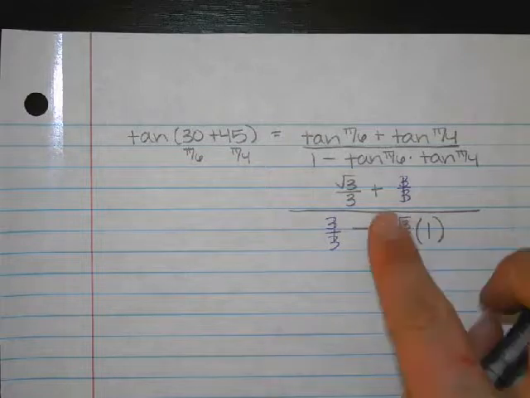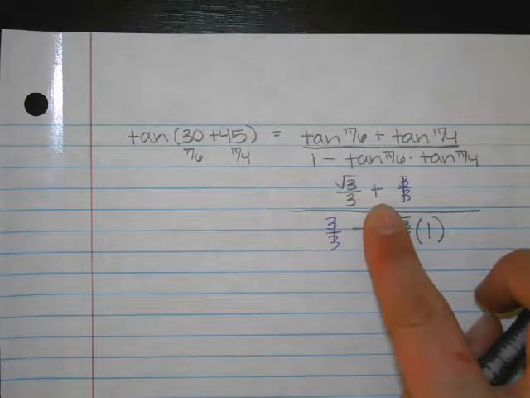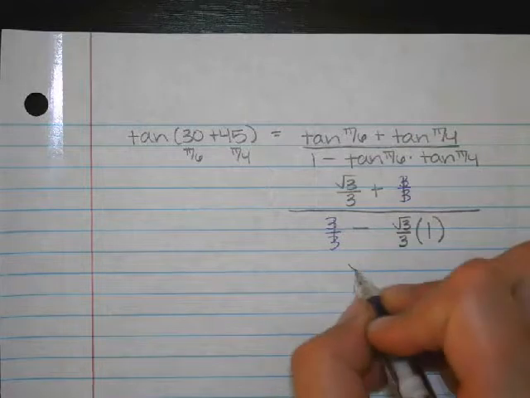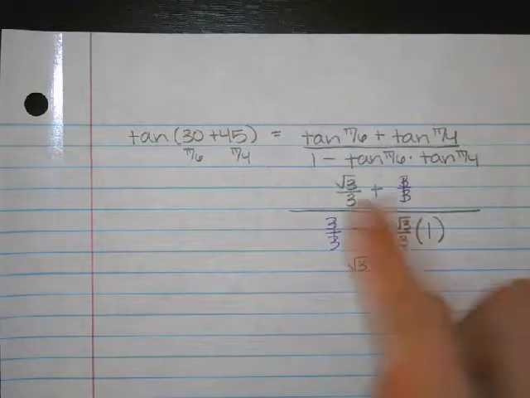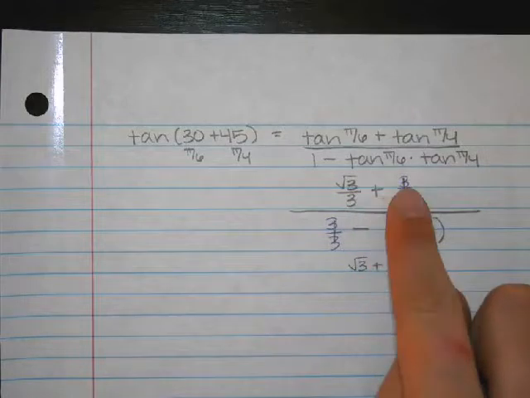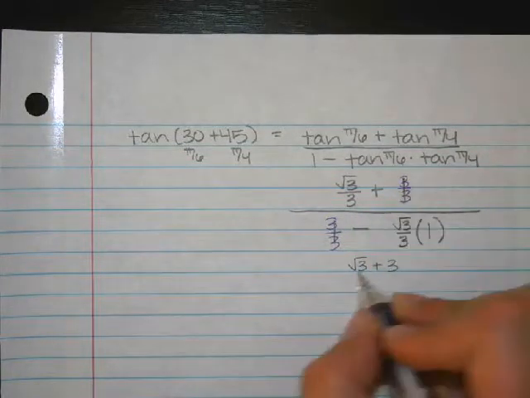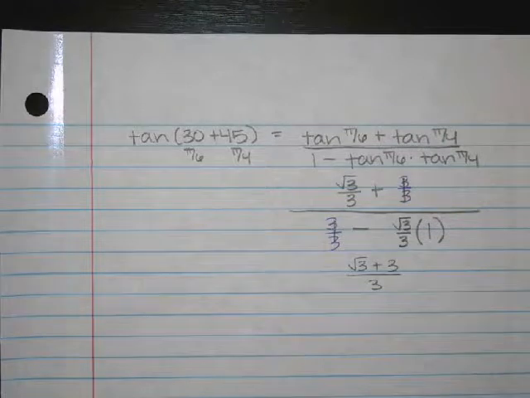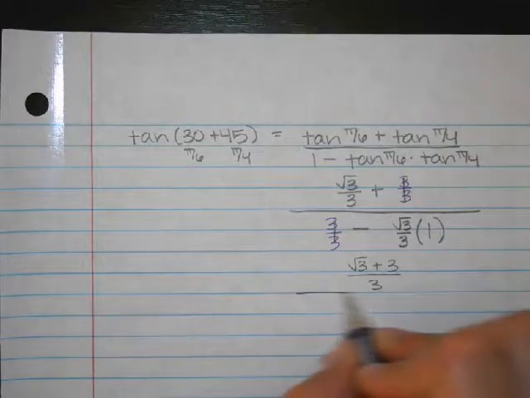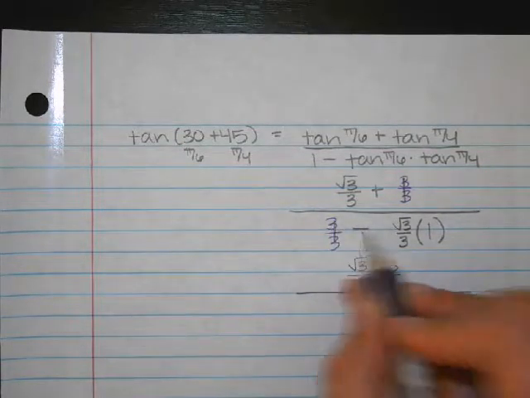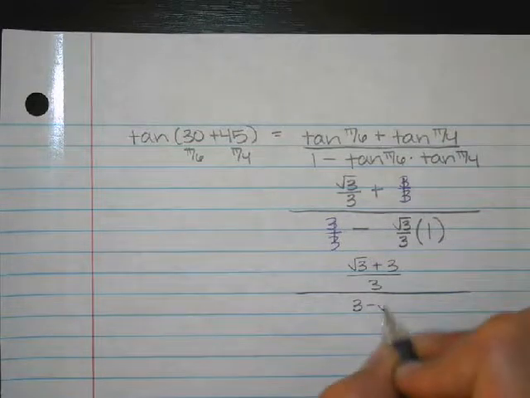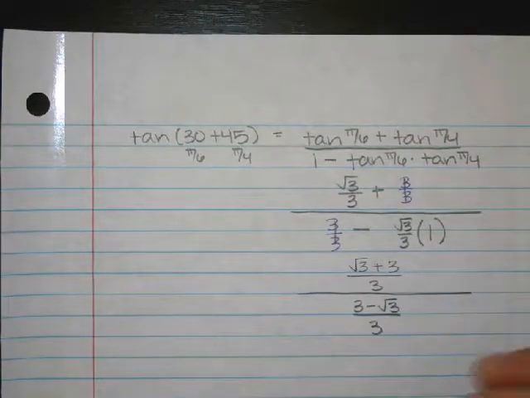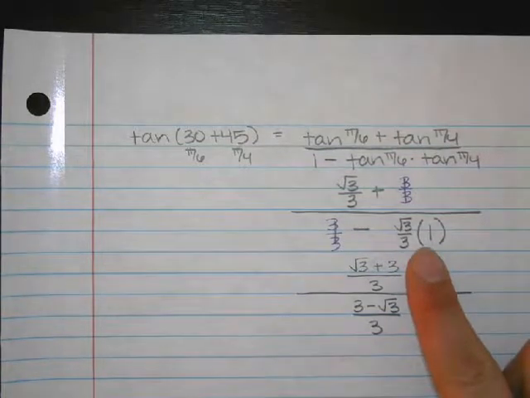All right, so the top of this is going to be square root of 3 plus 3. See that? Square root of 3 plus 3. And it's going to have that common denominator because we added fractions. Are we okay with that? Okay. And then on the bottom, I'm going to have 3 minus square root of 3 over that common denominator of 3. And why was I allowed to ignore that 1? Multiplying by 1 didn't change anything.